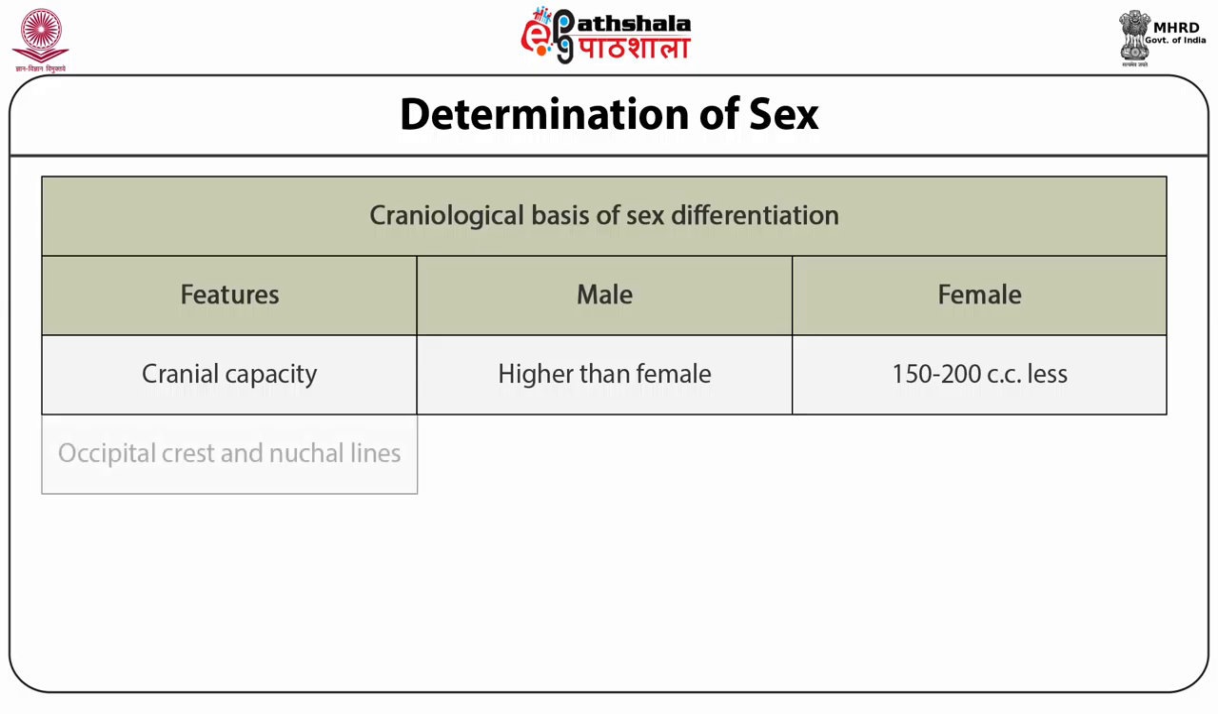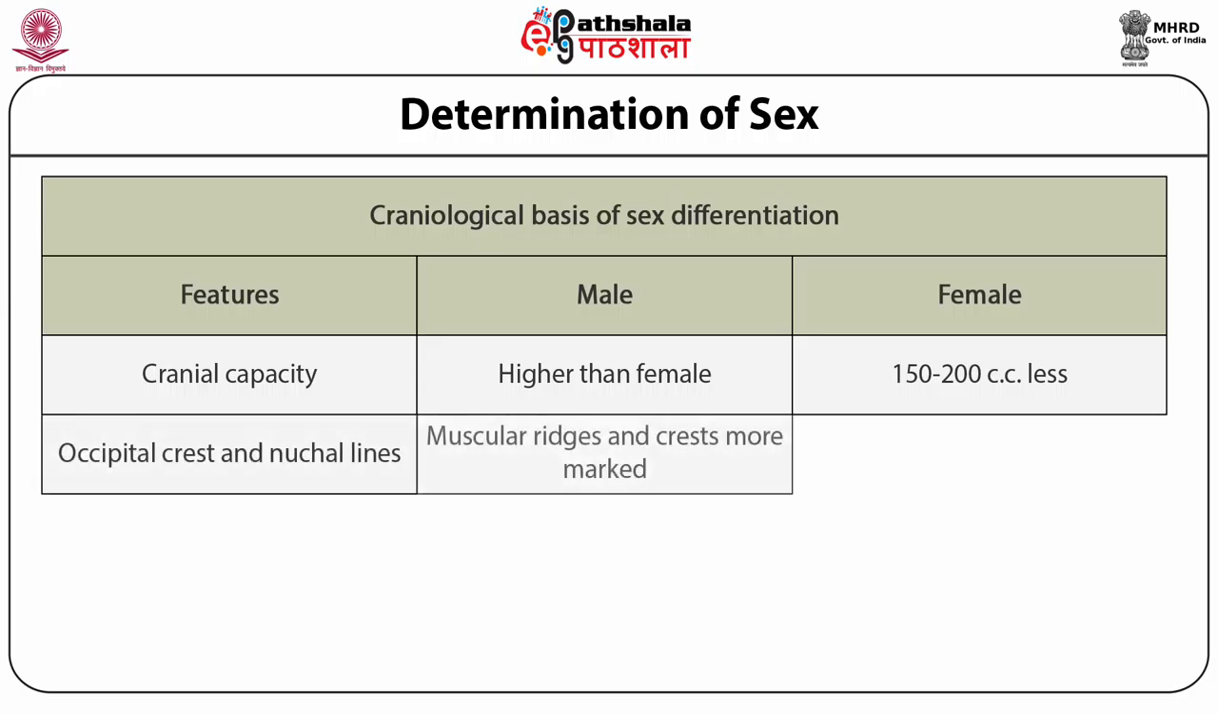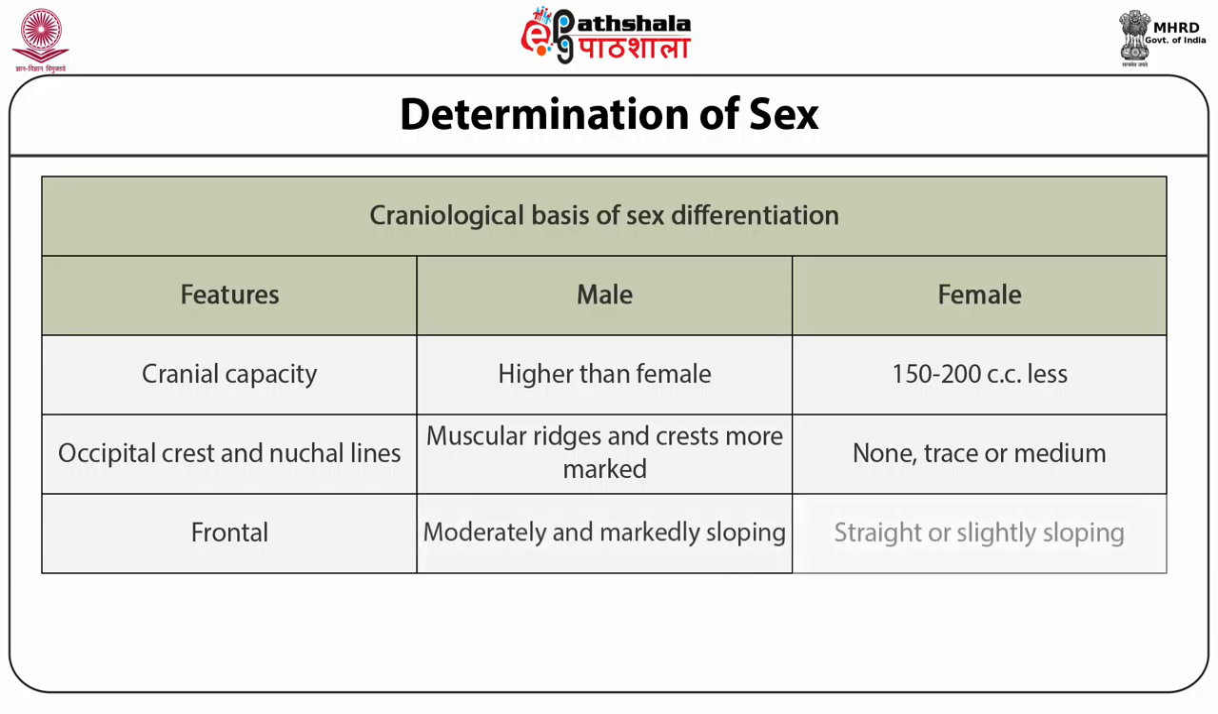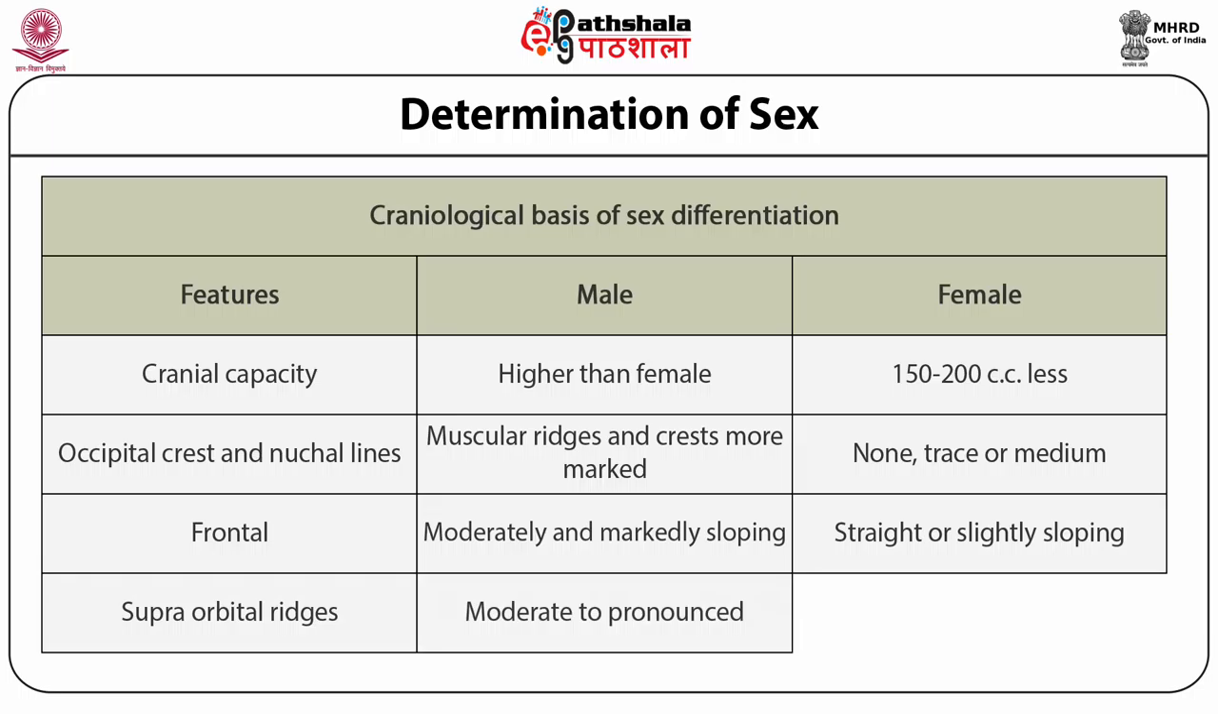The second is the occipital crest and nuchal lines. In the case of males, the muscular ridges and crest are more marked, whereas in the female, they are none, traces, or medium. Then we take the frontal bone. In the case of male, it is moderately to markedly sloping. In the case of female, it is straight or slightly sloping. Then suborbital ridges. In the case of male, they are moderate to pronounced. In the case of female, traces to moderate.